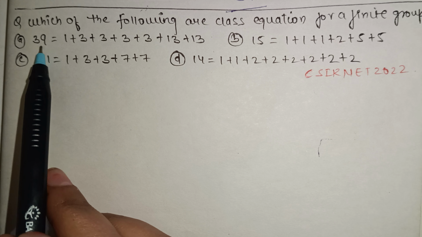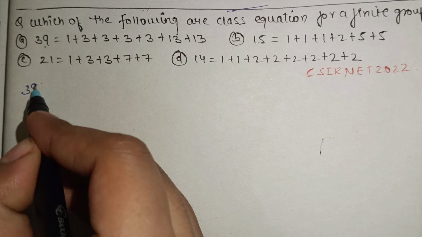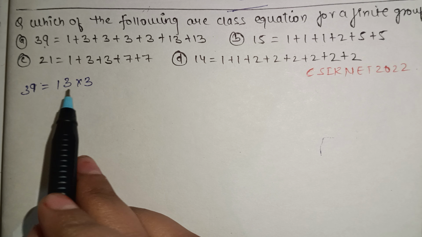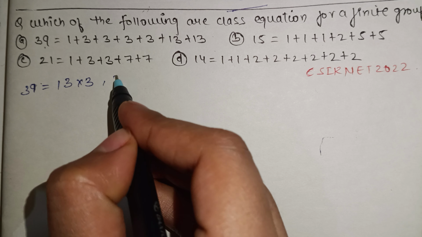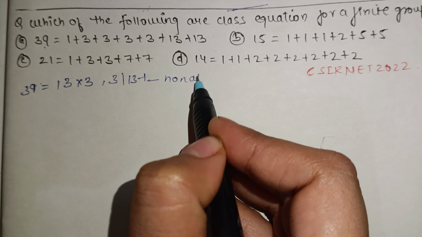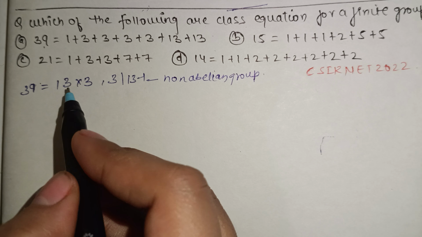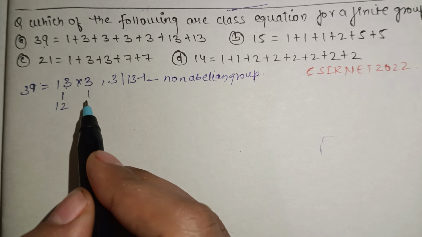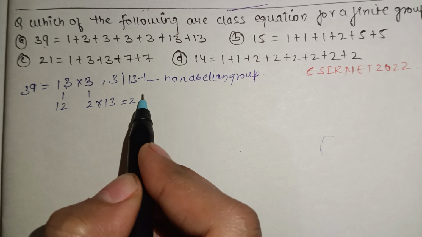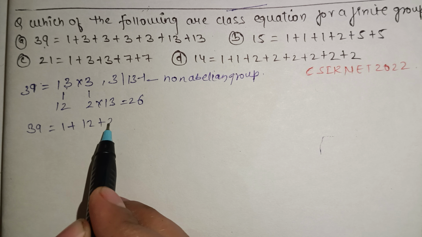So first is 39. 39 is a group of the form 13 into 3, that is, P into Q type group, and we know that 3 divides 13 minus 1. So this is a non-abelian group. So the number of elements of order 13 is 12 and the number of elements of order 3 is 2 into 13, that is 26. So here the class equation of 39 is equal to 1 plus 12 plus 26.